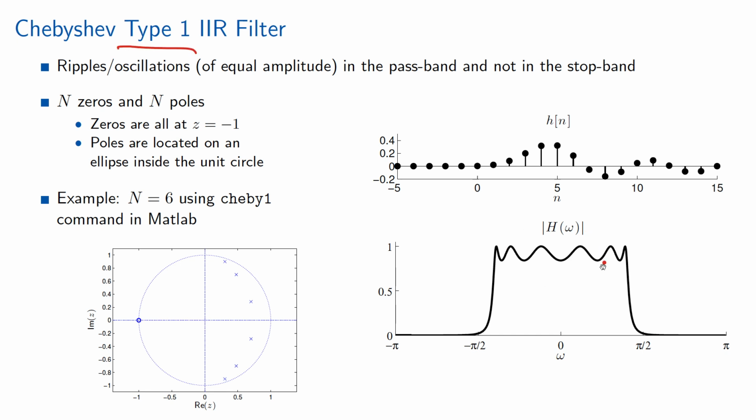Next, the first of our 2 Chebyshev filters, the Chebyshev type 1 filter. This is a filter that has oscillations in the pass band and no oscillations in the stop band. It also has n zeros and n poles. Again, all of the zeros are at the point z equals -1. And now the poles are located not on a circle, but an ellipse inside the unit circle. And here's an example of an n equals 6, a 6th order Chebyshev 1 filter designed in MATLAB.